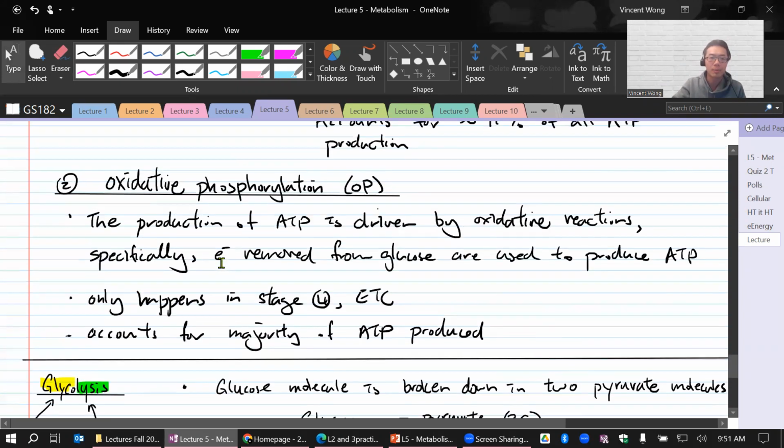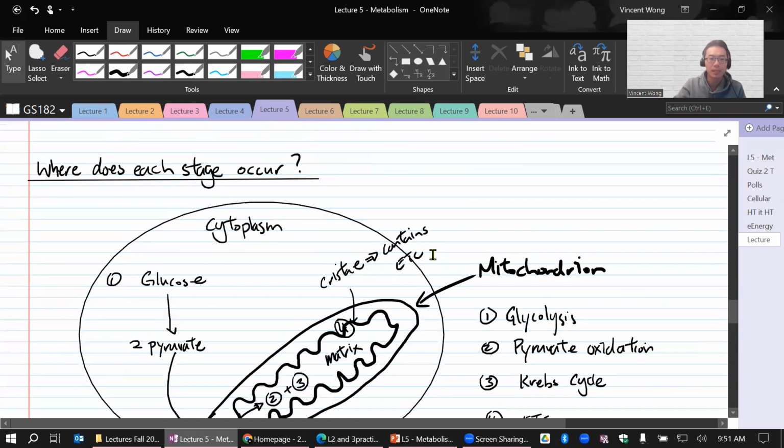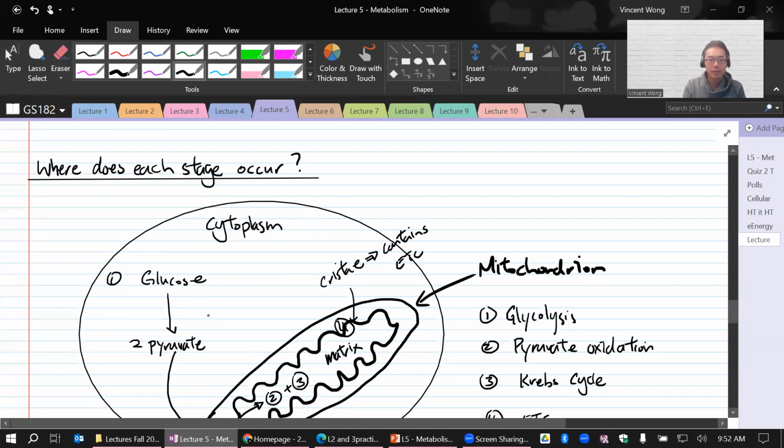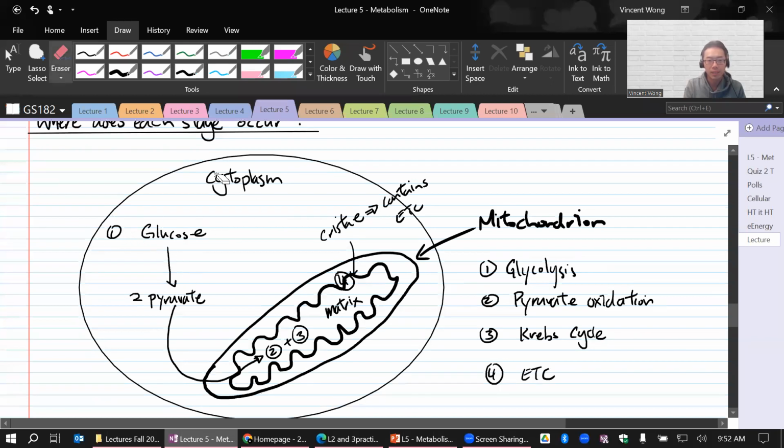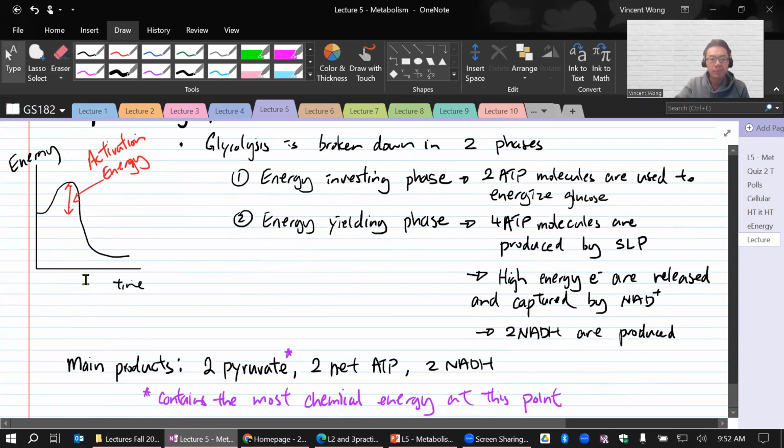Okay, we had a diagram earlier, just as a reference. Right here. Step 1 happens in the cytoplasm. 2 and 3 happen in the matrix, and stage 4, the ETC, happens in the inner membrane. Okay, so that's that.